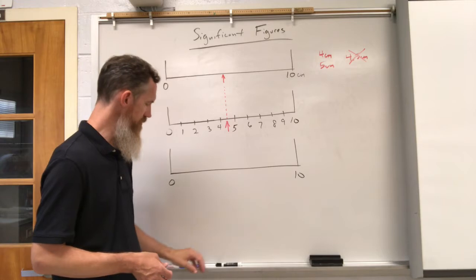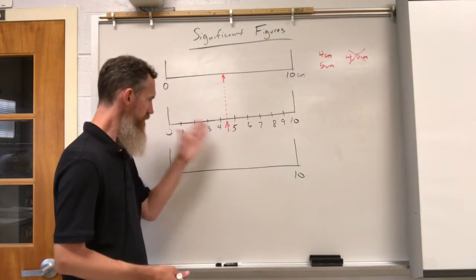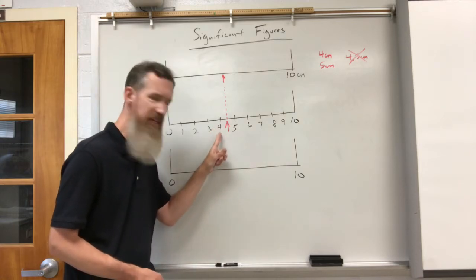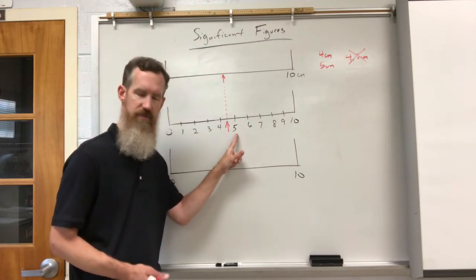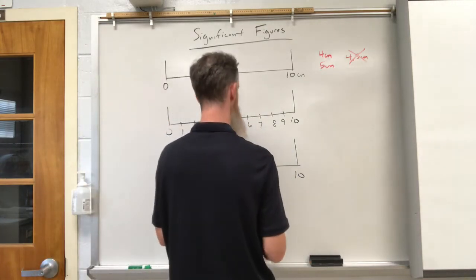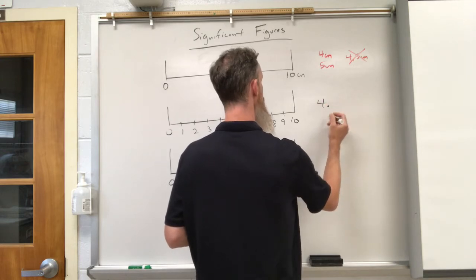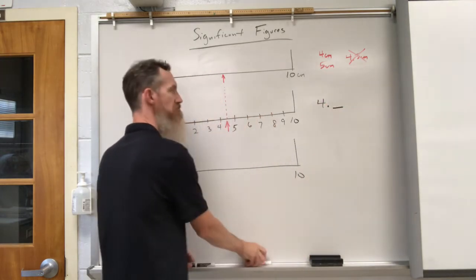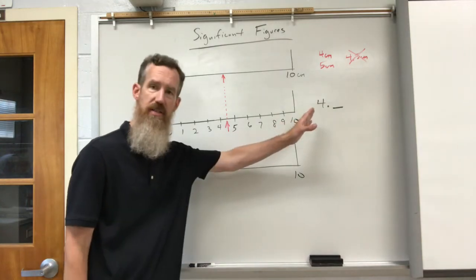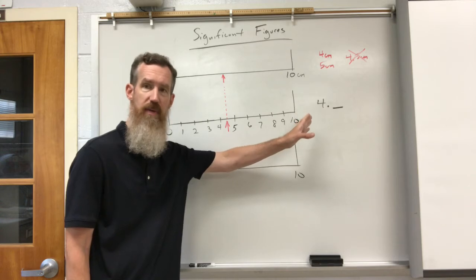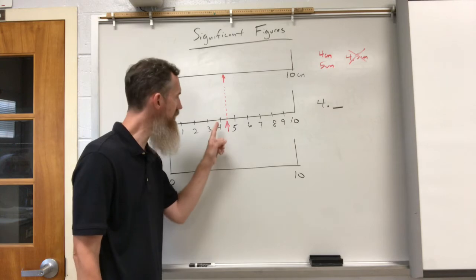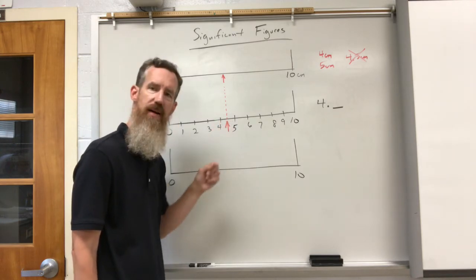So we know that it's definitely at least 4 centimeters, but not quite 5 centimeters. So we know that this object is 4 point something centimeters long. That's a known digit, it's a known value, or known placement in this measurement. And so the question is, well, where is it between the 4 and the 5?